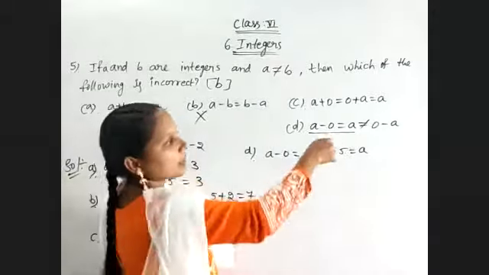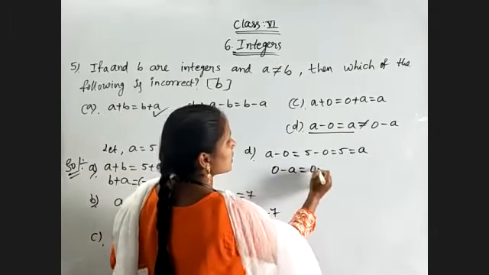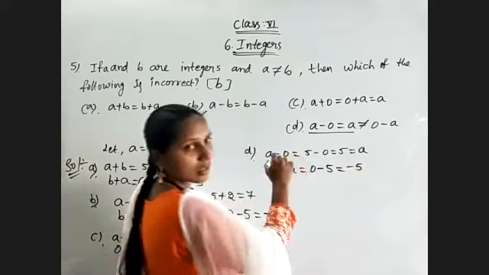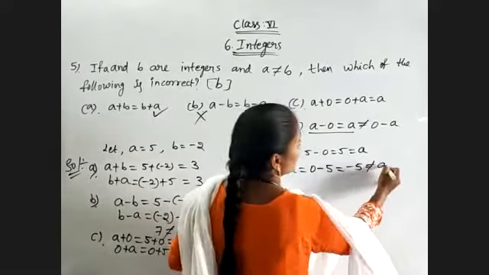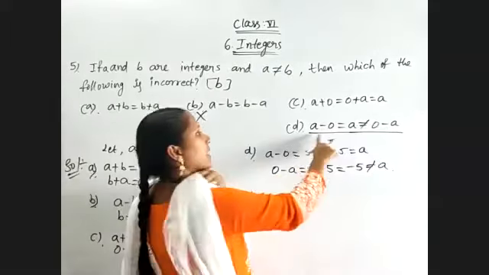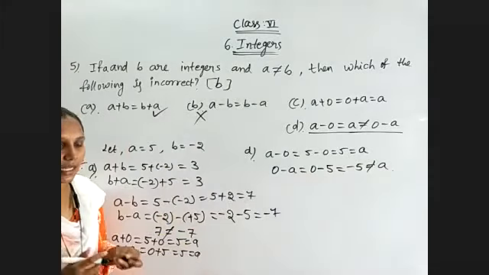Okay. Now coming to the last statement, 0 minus A. 0 minus A is 0 minus 5. So 0 minus 5, I will get -5, which is not equal to A. So that's what they have given. 0 minus A is not equal to A, and A minus 0 is equal to A. So the option is correct.